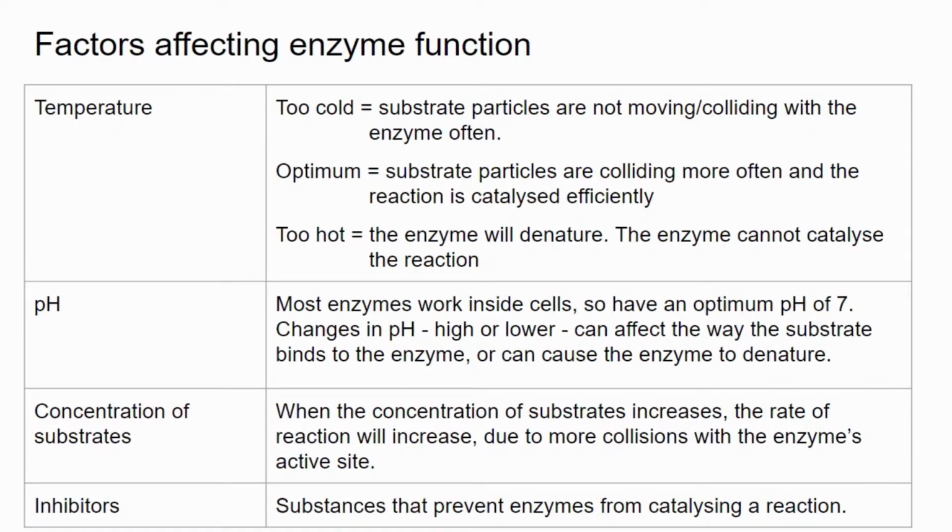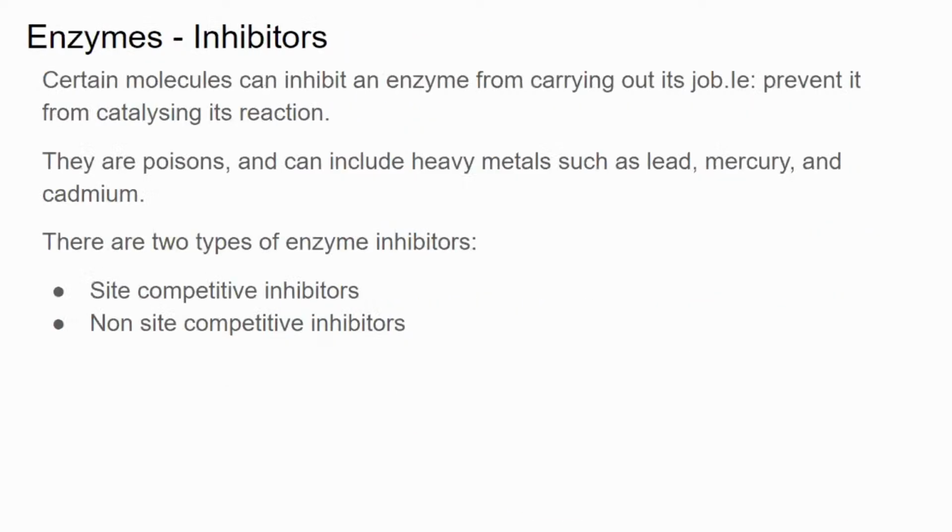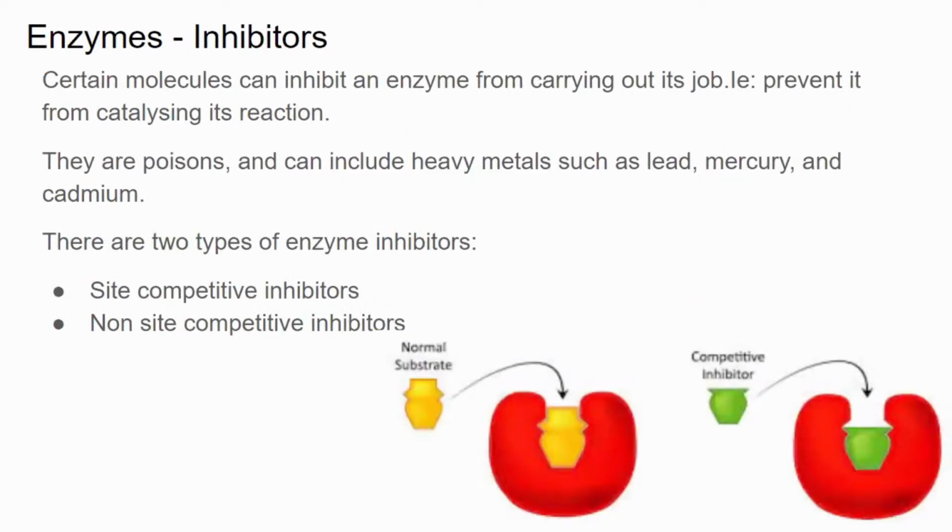And then lastly is inhibitors. Inhibitors are poisons or substances that prevent enzymes from being able to catalyse a reaction. There are two types: site-competitive inhibitors and non-site-competitive inhibitors. Some inhibitors might be protein-based, they might be different chemicals or molecules, and things like heavy metals such as lead, mercury, and cadmium are different types of inhibitors.